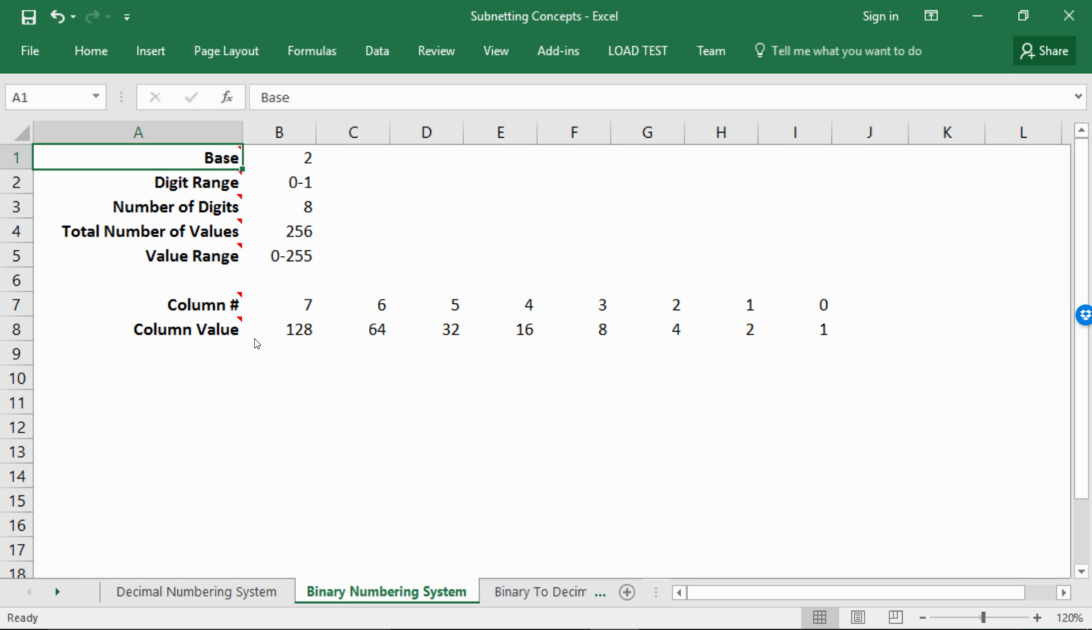In a similar vein, we have a base. In binary it's 2, and any digit can take on the value 0 or 1. If we have 8 total digits in our binary number, then we can represent 256 values from 0 to 255. The first column, starting at the right-hand side, has a value of 1, the second 2, the third 4, the fourth 8, etc. Of course, we start our numbering of our columns at 0, and the value is just like we talked about with the decimal numbering system. 2 to the 0 is 1, 2 to the 1 is 2, 2 to the 2 is 4, 2 to the 3 is 8, etc. as we work our way across the page.